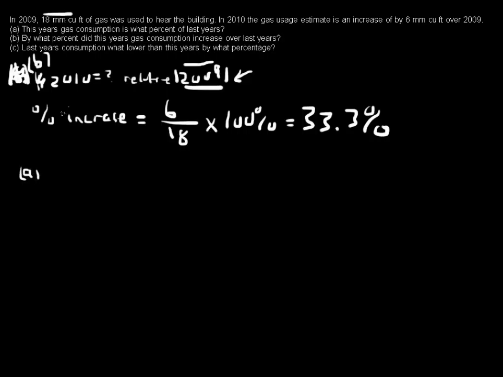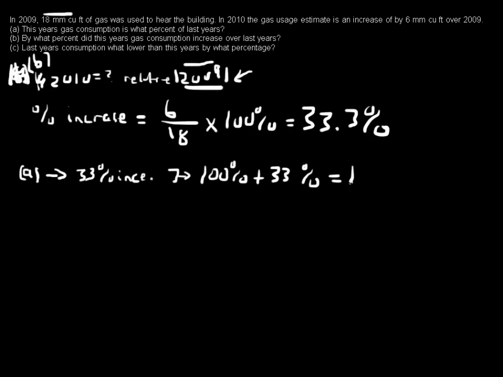So now let's find out A. This year's gas consumption is what percent of last year. First we have to find out how much we're using this year. A very quick shortcut way of doing it is, since we know that there was a 33% increase compared to last year, then that would mean that this year we used 100% plus an extra 33%. So it would be 133% of last year's.